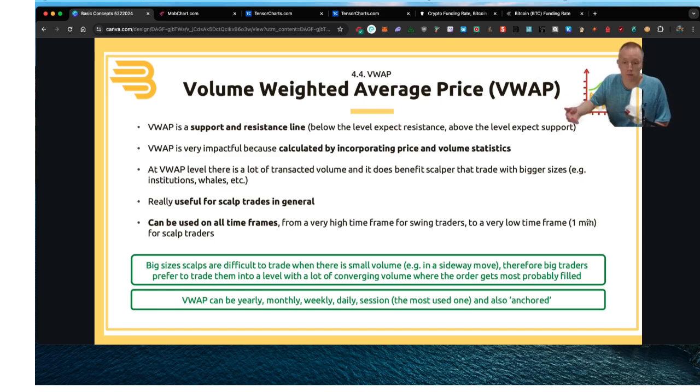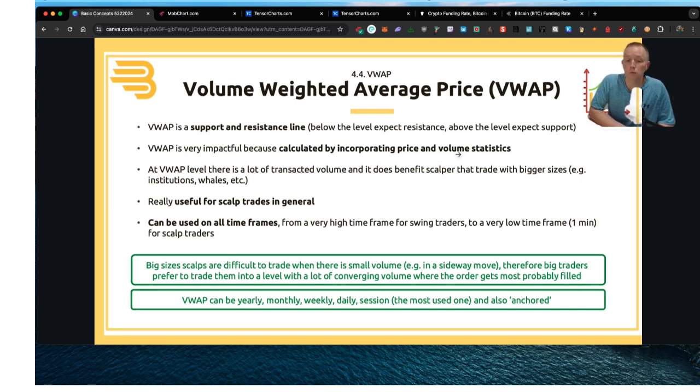A vWAP is a support and resistance line. If price is below the level, then it's going to act as resistance. If it's above, it's going to act as support. That's the way you think about it. On a chart, it's going to look very similar to a moving average. vWAP is very impactful because it's calculated by incorporating price and volume statistics.